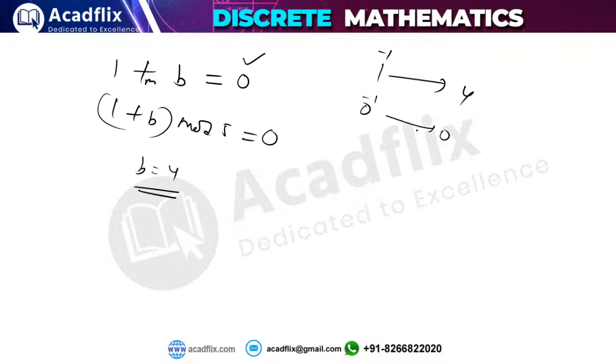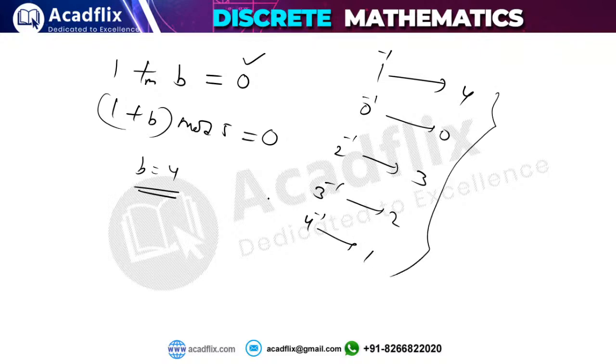Inverse of 0 is 0. Inverse of 2 will be 3. Inverse of 3 will be 2. Inverse of 4 will be 1. You can just check it out. Every element has an inverse. Okay, so now you can say that all 4 properties are satisfied: closure property, associative property, identity property, inverse property. So this is a group.